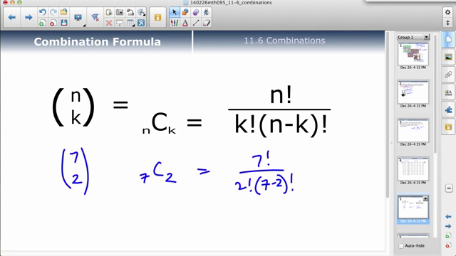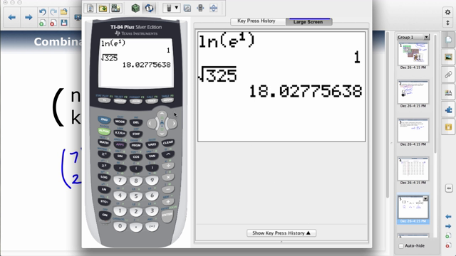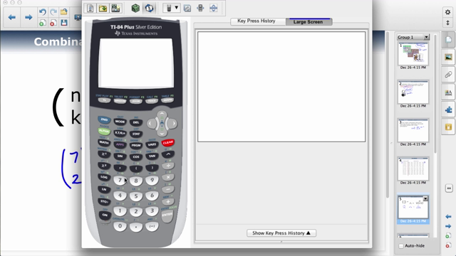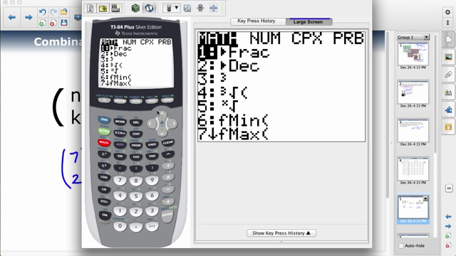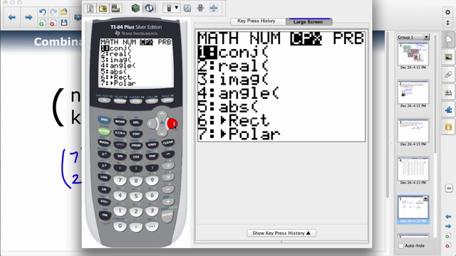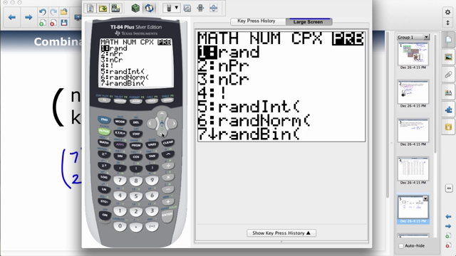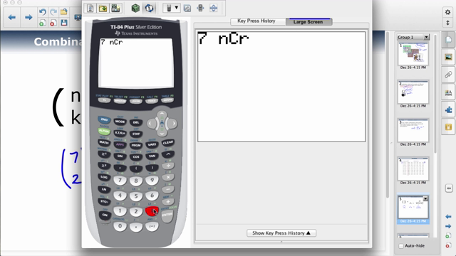Or most calculators now have a button that works with that. Like here on a Texas Instruments one, if you go 7 and then you hit the math button and then you want to go over to the PRB part and then go down to choose right there, so you pick that one, third one, 7 choose 2, and hit go.